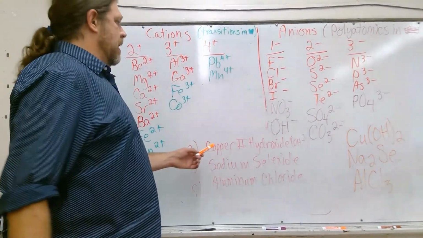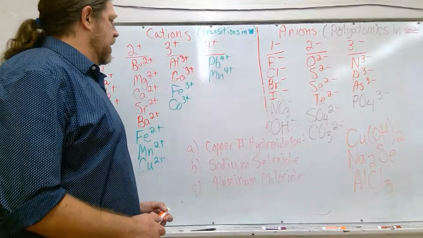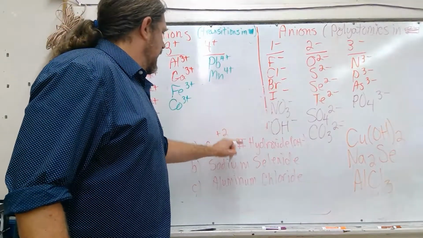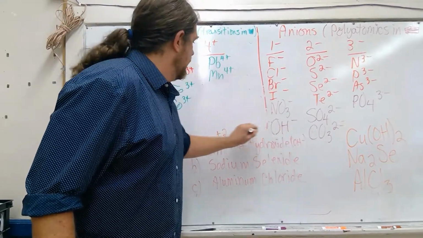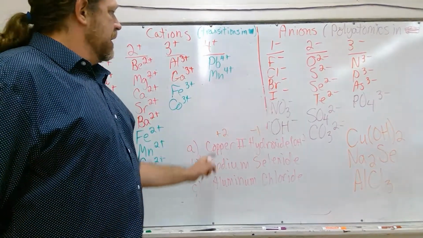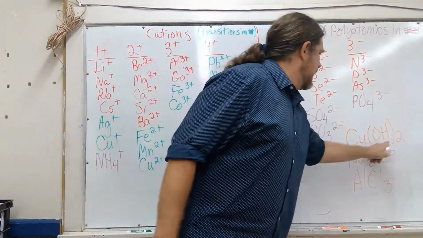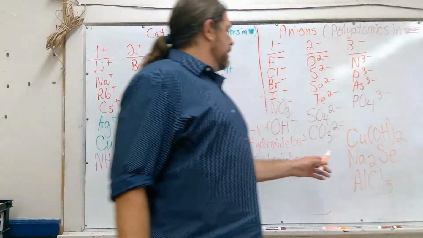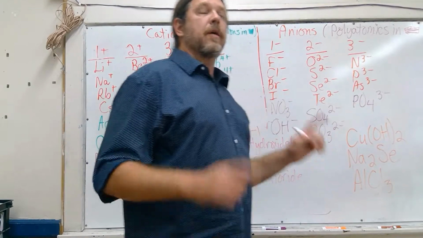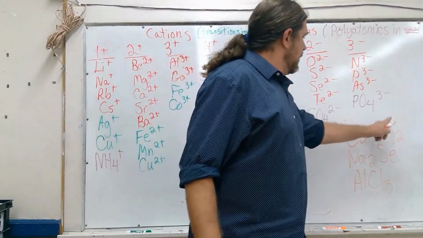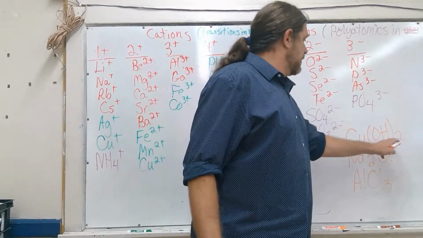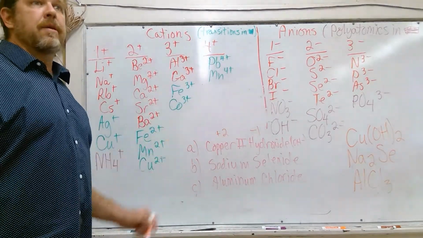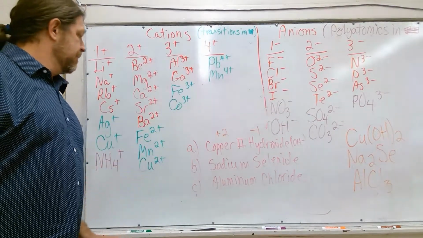So, for our first compound, copper-2 hydroxide, we're combining a +2 ion with a -1 of hydroxide. So that means that I need 2 of these -1s to balance that +2. Don't forget, when you're having a polyatomic, if there's more than one of them, put the polyatomic in parentheses and put a subscript coefficient afterwards to note how many of that polyatomic you'll have.